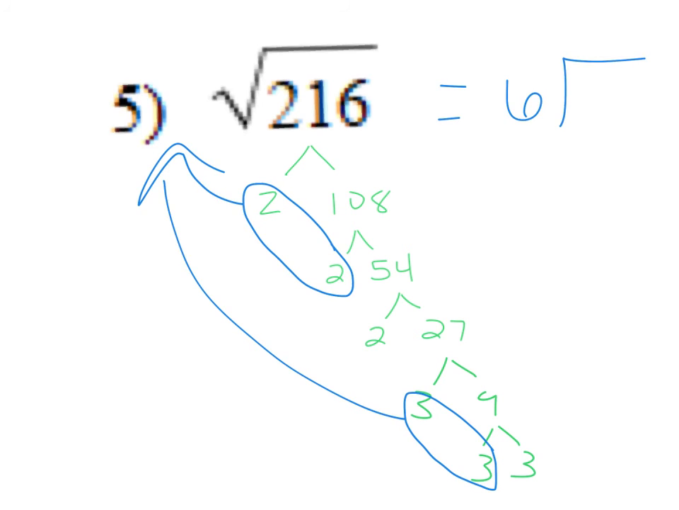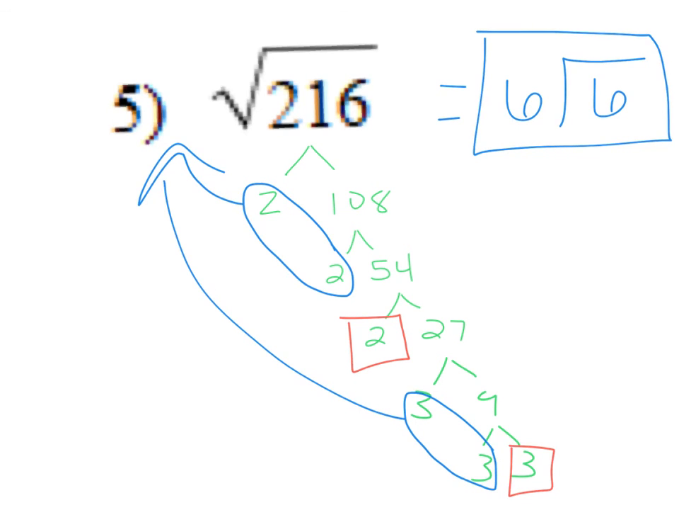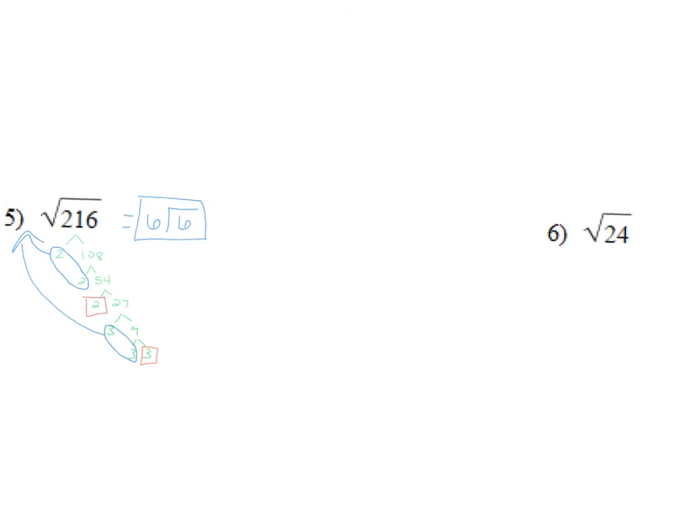Now on the inside, I have this little 2 and this little 3 left over. They don't have any buddies, so they stay on the inside. And so when you have stuff like this left on the inside, again, you're just still going to multiply. 2 times 3 would be 6. Okay? All right, let's look at the last one here.